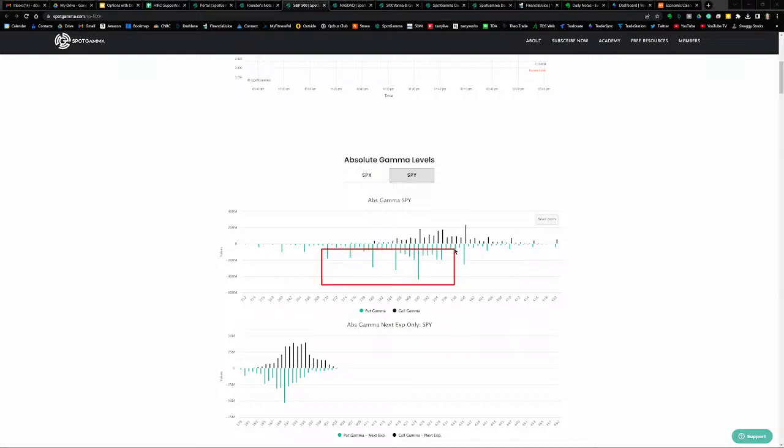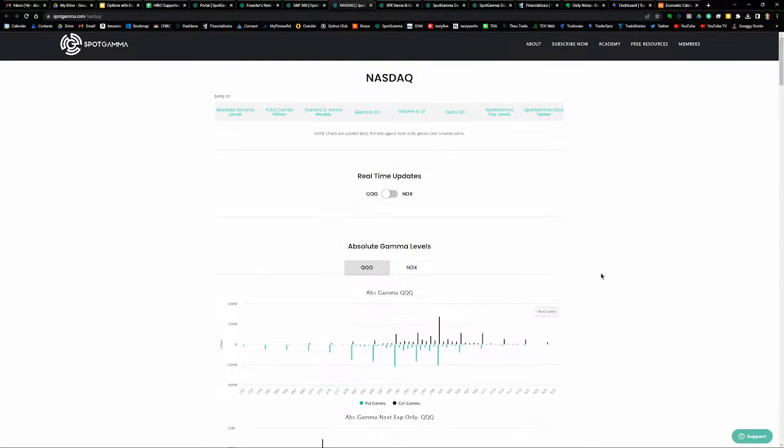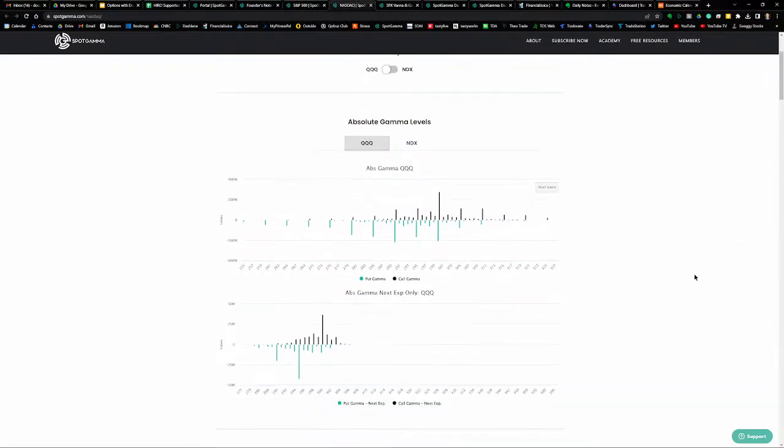And note the dominance of put gamma below 400, although it does appear that there was a little bit of a build in call gamma between 390 and 400. And let's take a look at the NASDAQ now. And for NASDAQ, we'll look at QQQ.